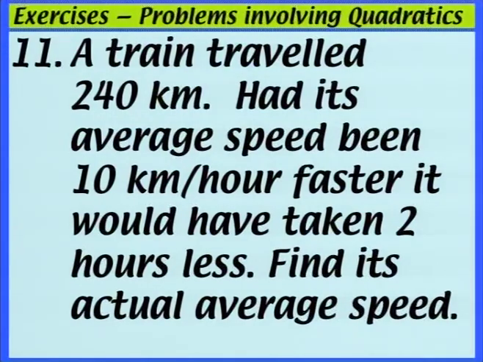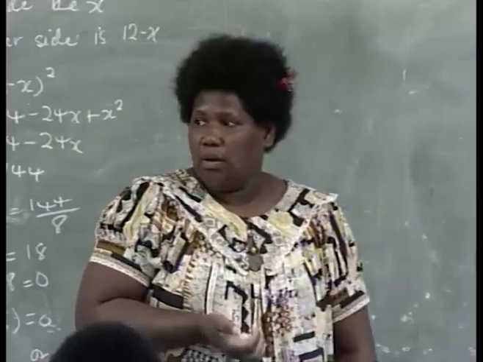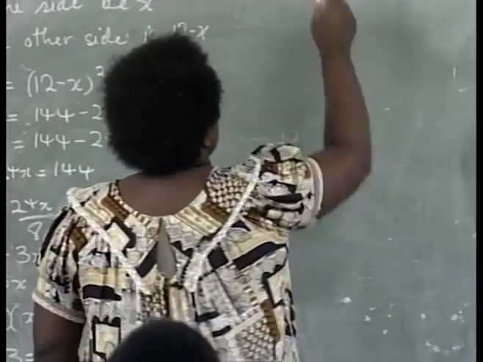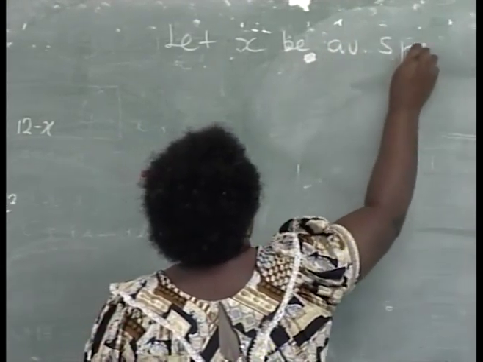Okay, number 11, I'll do that quickly. A train traveled 240 kilometers. It says, had its average speed been 10 kilometers per hour faster, it would have taken 2 hours less. You all know that if someone travels faster, it will take him a shorter time. If he traveled slower, it will take him a longer time. So we have to find his actual average speed. So let x be the average speed.